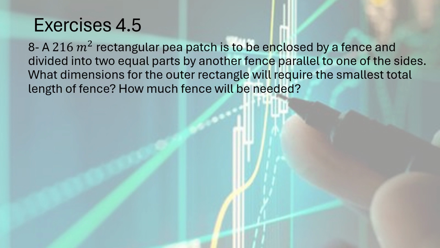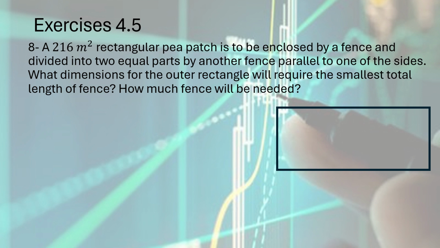Okay, let's talk about question number 8. A 216 square meter rectangular pea patch is to be enclosed by a fence and divided into two equal parts by another fence parallel to one of the sides. What dimensions for the outer rectangle will require the smallest total length of fence, and how much fence will be needed then?